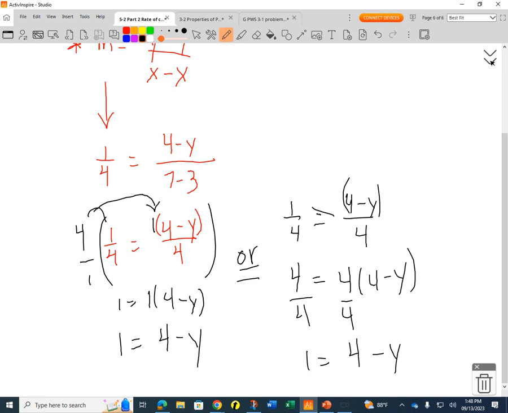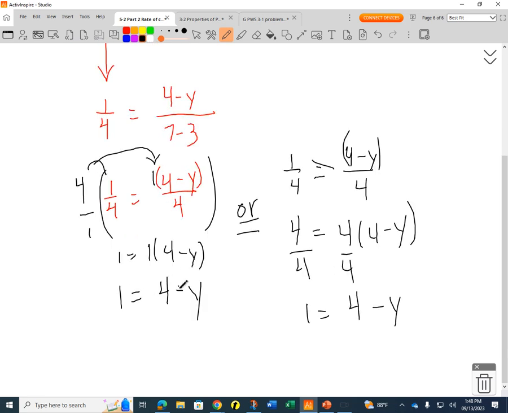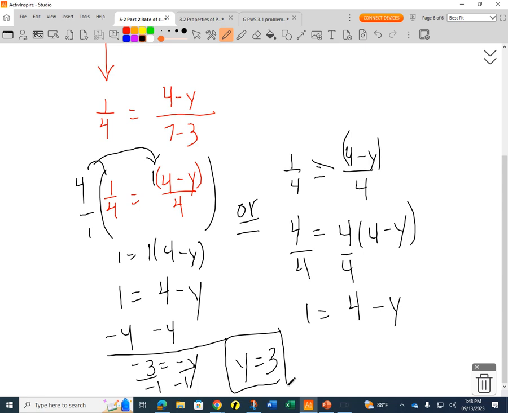Now we have a one-step equation, but the tricky part of this is that there's a negative there, right? So I'm going to subtract 4 from both sides. Now I've got negative 3 equals the opposite of y. Y does not equal negative 3. You're going to divide both sides by negative 1, and y equals 3. Does that make sense?